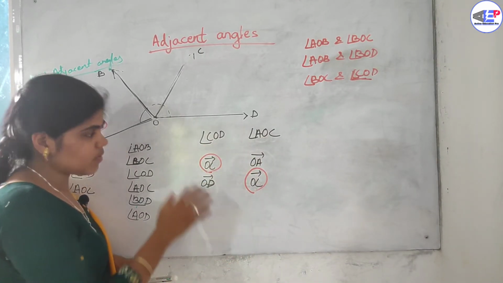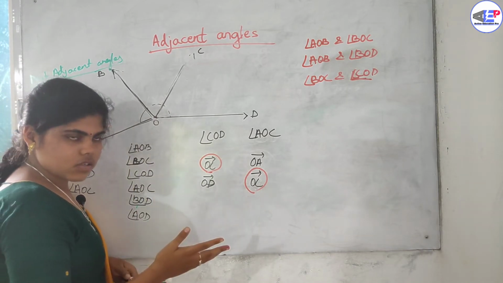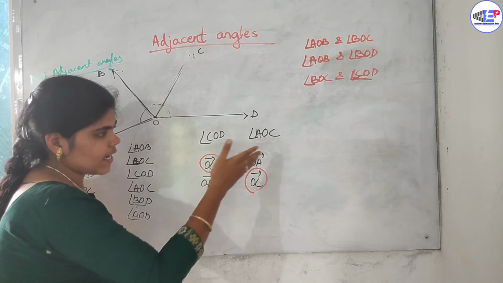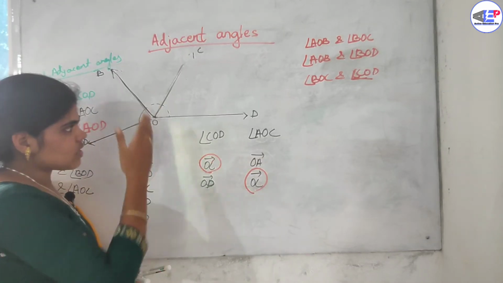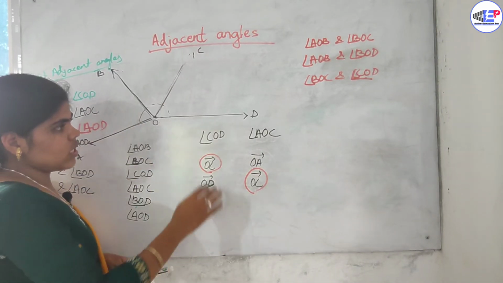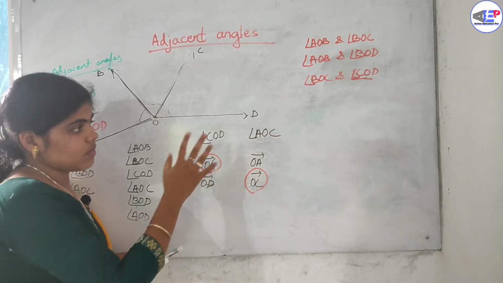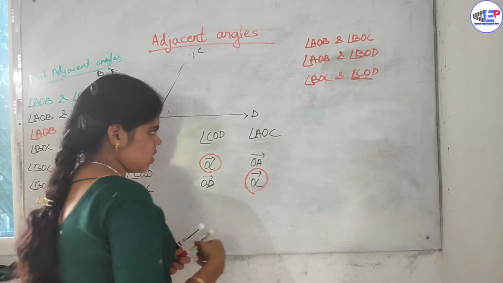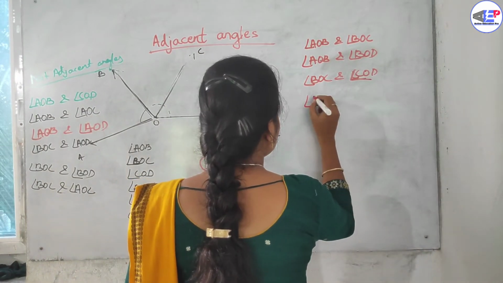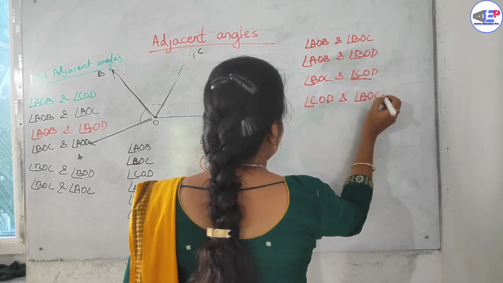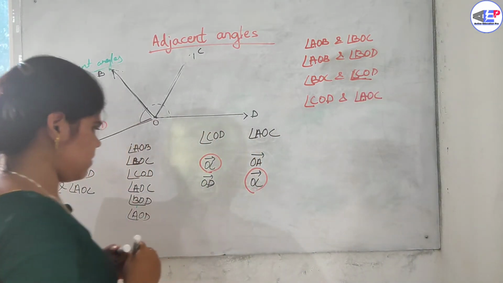OC is the common arm and O is the common vertex. Then the next condition is about the non-common arms. Here the non-common arms are OD and OA, which are present on each side of the common arm OC. So these two are a pair of adjacent angles. COD and AOC is another pair of adjacent angles from this given figure.